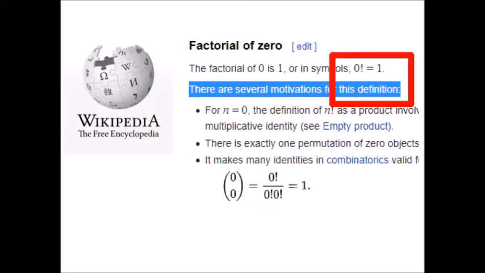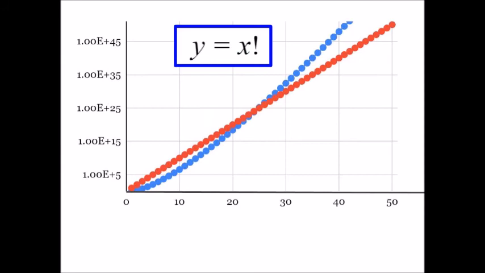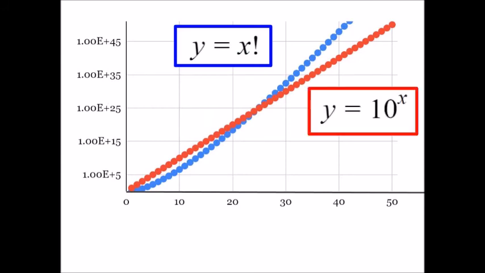Are we just defining these things now? Because if it's just a definition, let's define 0 factorial to be Batman or pi. And why do we choose 1? Well, symmetry? Well, I got symmetry for you right here in this graph. Wow, factorial is really steep. It's even steeper than 10 to the x.